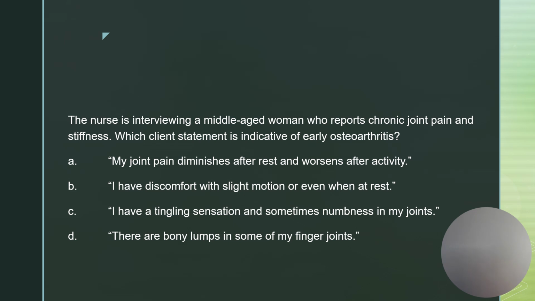Well, would bony lumps happen in early arthritis? Probably not. Tingling sensation, sometimes numbness in my joints. Would we see this with osteoarthritis? Usually we're going to see pain, not tingling, not numbness. I have discomfort with slight motion or even when at rest. That would be later osteoarthritis. My joint pain diminishes after rest, worsens after activity. Definitely a sign of early osteoarthritis.